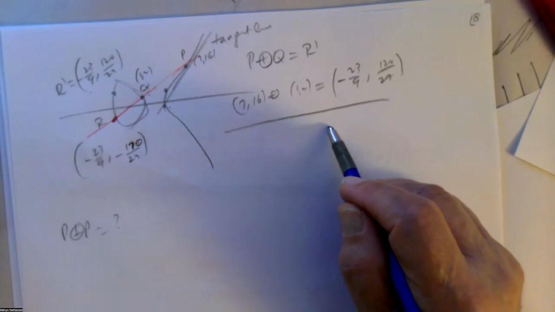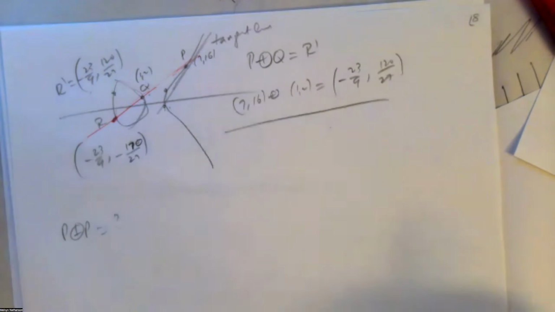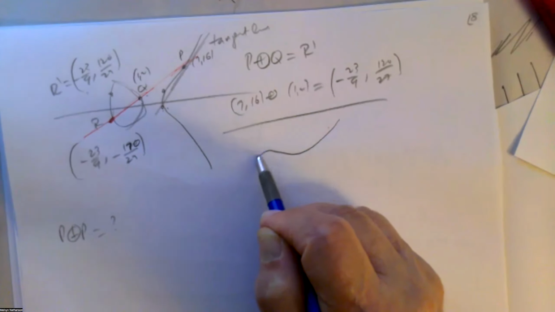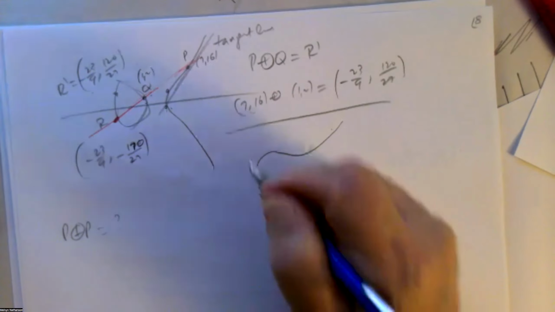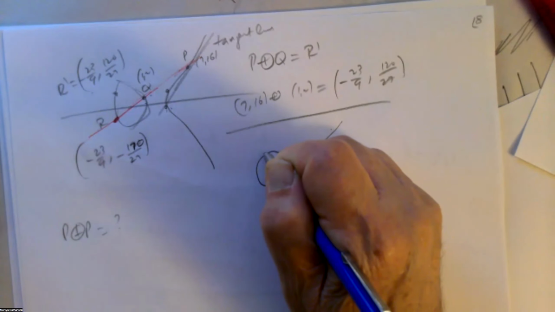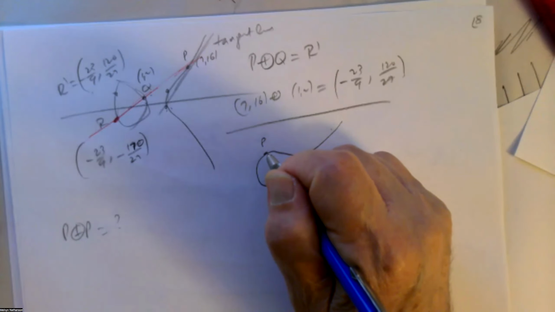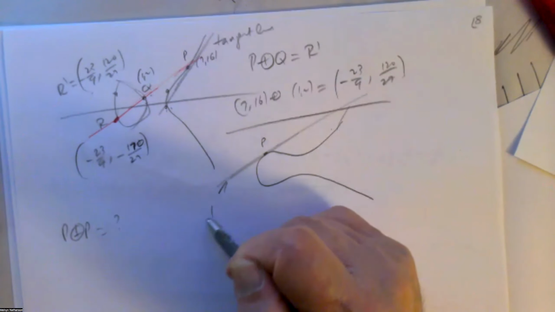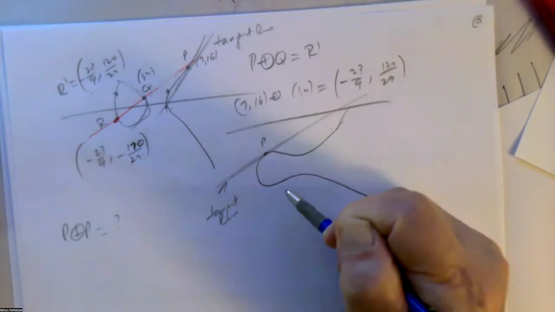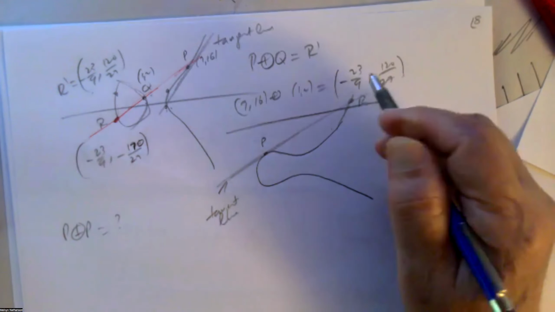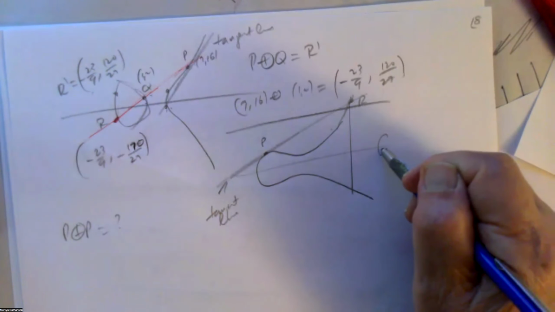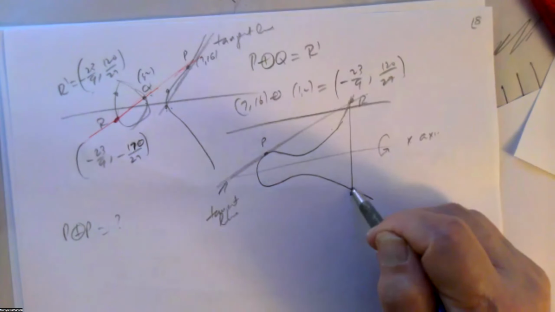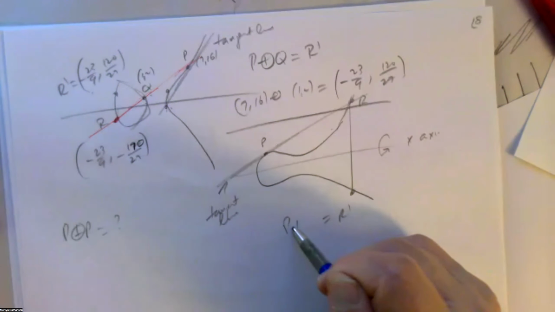Let me just show this one. So suppose we have part of our elliptic curve. Our elliptic curve looks like that. And here we have a point P. And we want to add P plus P. So what we do is we find the tangent line at P. Where it crosses the curve, that's the point R. We reflect that through the x-axis. And this point R prime is what we define to be the sum of P plus P.